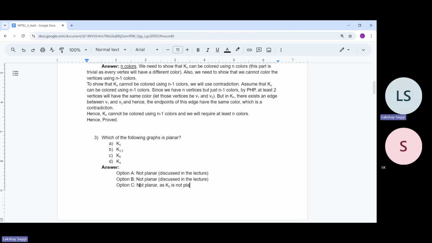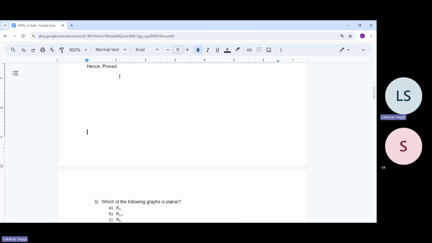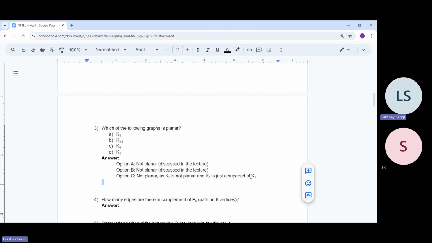Yeah, K5 is not planar and K6 is just a superset of K5. So I hope you understand what I mean by superset, that it just contains more vertices and edges over K5, right? And in option D, okay, maybe I should move the whole question to the next line. Yeah. So for option D, what do we have?